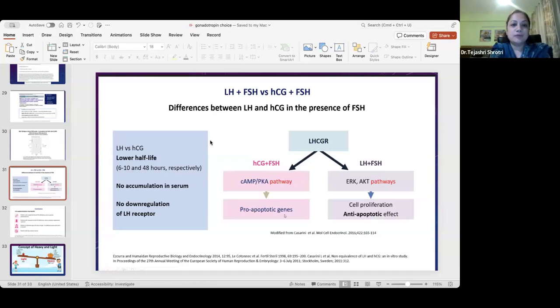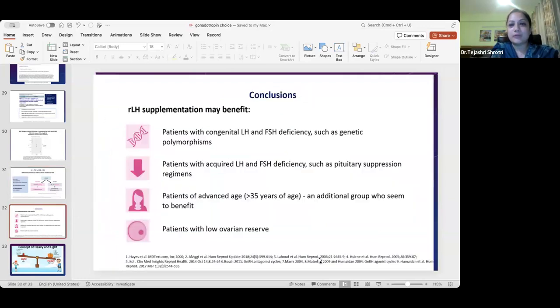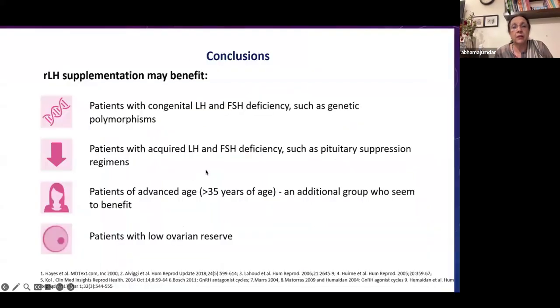Ma'am, if you could just again put a little gist verbally about how you choose the gonadotropin in all four Poseidon groups, with good reserve and with poor reserve. All right.